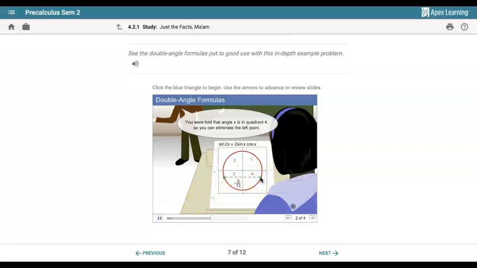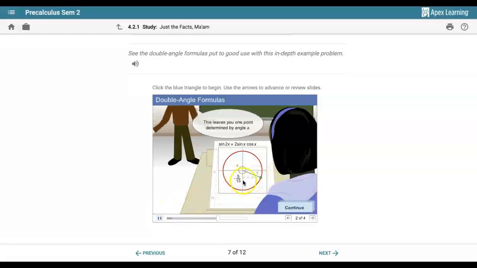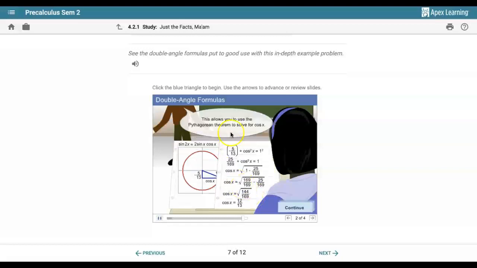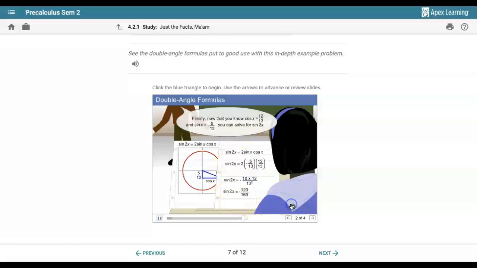We know we're going to deal with this angle right here, where our y coordinate is -5/13. On our unit circle, our radius is 1, and our y coordinate is -5/13. So now we can solve for cosine of x just using the Pythagorean theorem. We have our value of -5/13, we have our radius of 1, and we can solve for cosine of x. Once we've solved for cosine of x, all we have to do is plug in our two values and then solve using algebraic skills.